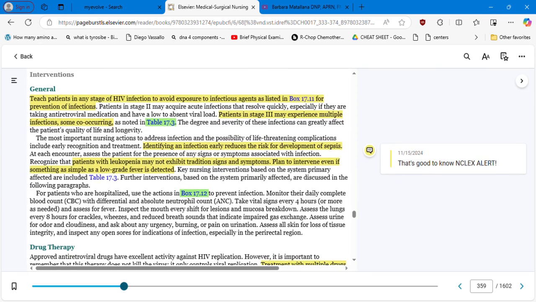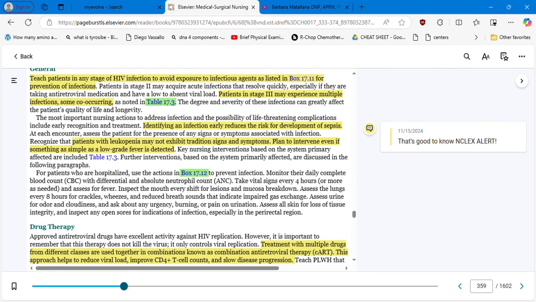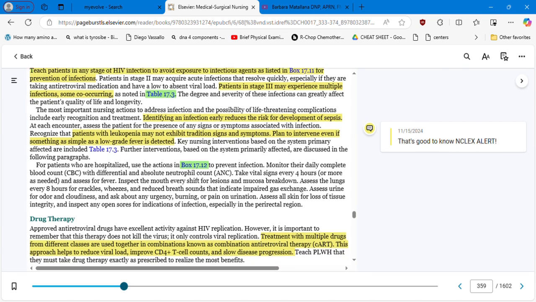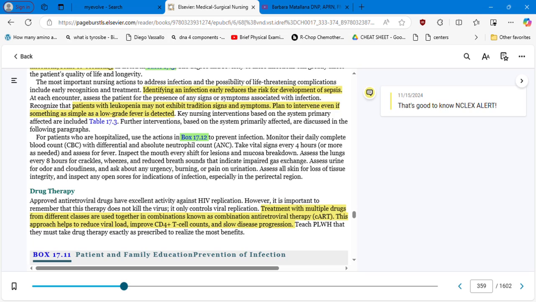Patients in stage 3 may experience multiple infections. Some are co-occurring, and there is another table we're going to see with this information. Identifying an infection early reduces the risk for development of sepsis, and that's good to know. Also, NCLEX alert, we have to prevent sepsis, right? Especially if the patient is having low lymphocytes and leukopenia, right? Low WBCs. Patients with leukopenia may not exhibit traditional signs and symptoms. Plan to intervene even if something as simple as a low-grade fever is detected.